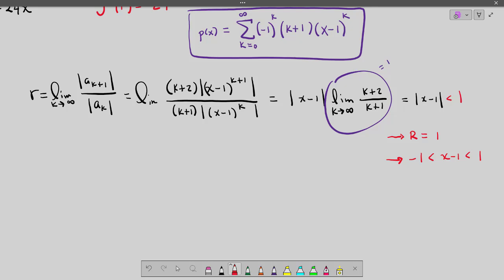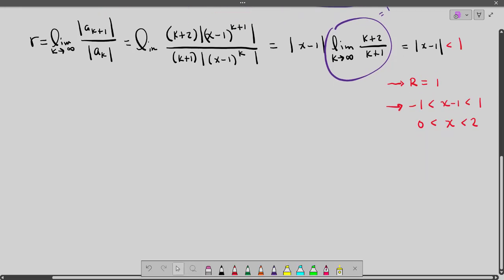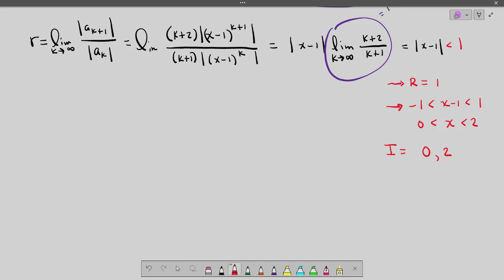And if you isolate x here, you add 1 to both sides, or all sides, you have this. So this tells us that our IOC is going to have 0 as a left endpoint, 2 as a right endpoint. 1 is the center, so the radius of convergence is 1. It's 1 unit from the center to the 2, 1 unit from the center to the 0. You can take the diameter of the whole interval, divide by 2. Lots of ways to see that the radius is 1.